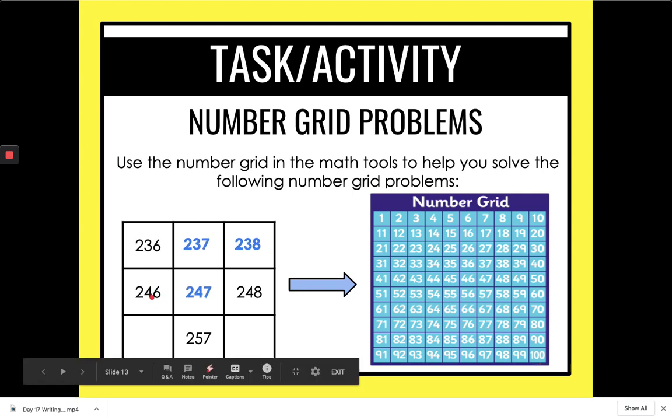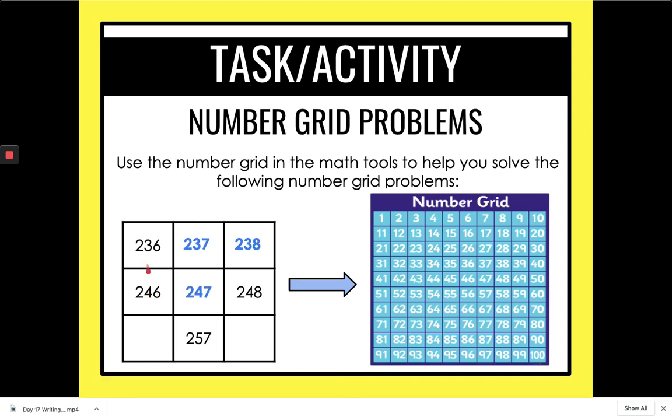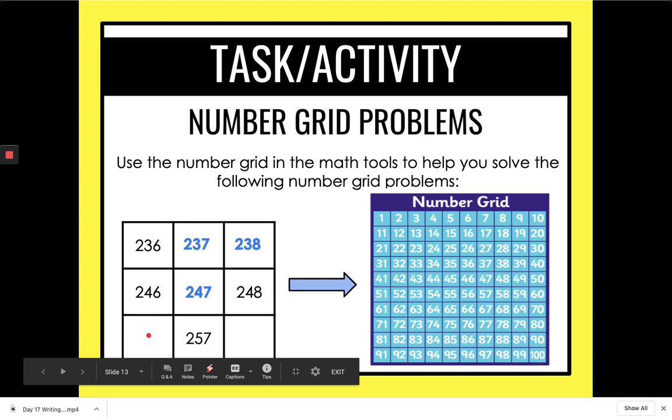And then I can do the same thing here. 36, 46, 236, 246, 256. And then I'm going to go by ones, 257, 258.